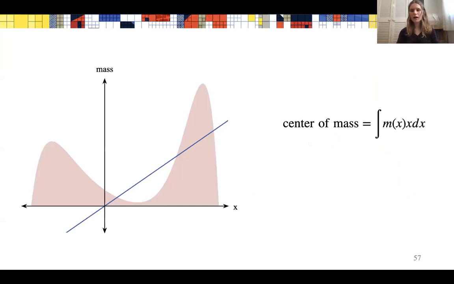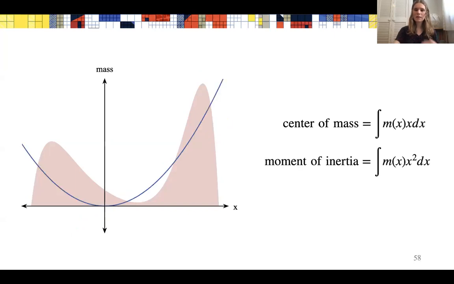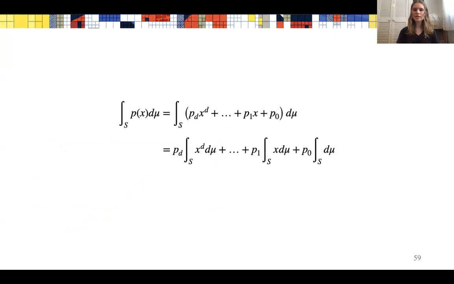And so, for example, the center of mass is the first moment of a mass distribution, and we get this by integrating x with respect to the mass distribution. And similarly, we have the second moment, which is the moment of inertia. And since we're always integrating a polynomial p of x with respect to our measure, we can rewrite this as the sum of integrals of monomials with respect to the measure. And notice that these are just the moments. So we can rewrite the integral of a polynomial with respect to this measure as the weighted average of the moments of this measure, where the weights are the coefficients of the polynomial.